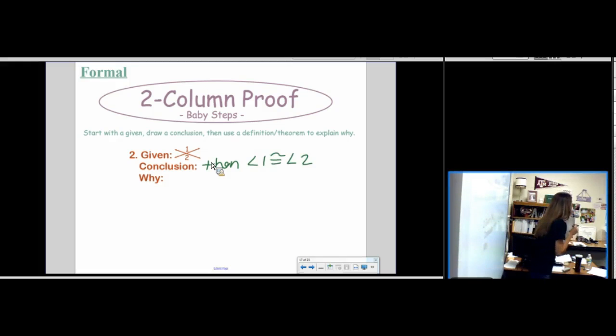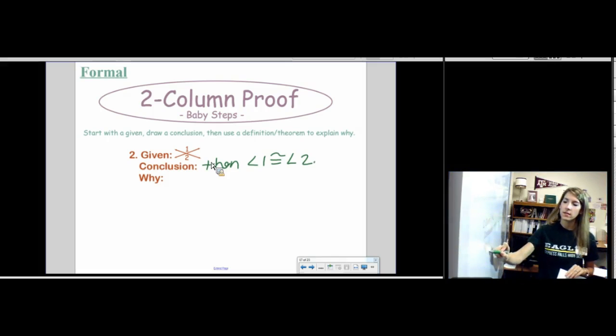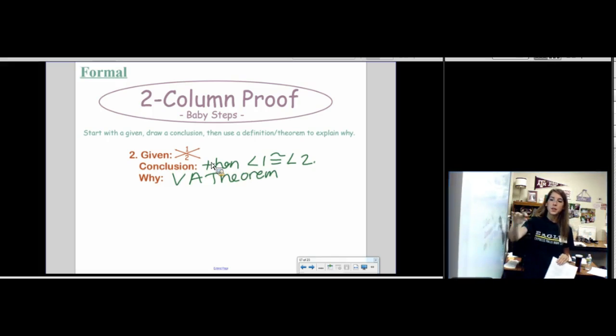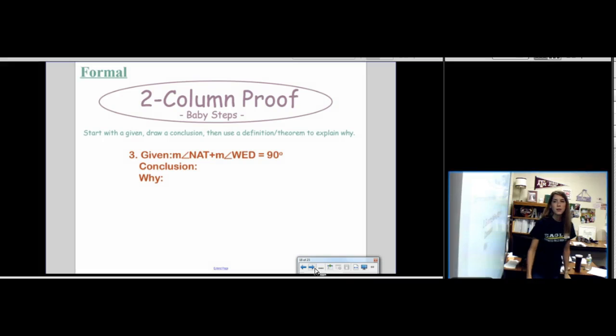Can I write A and B like my paper says? No, I have to apply it to this problem. Okay, and why are we allowed to say that they're congruent? Because of the... I start talking louder when y'all look like you're falling asleep. T-H-E-O-R-E-M. Good. So the conclusion is that they're congruent. The why is the theorem from our evidence sheet. Woo! Okay, we're almost done.